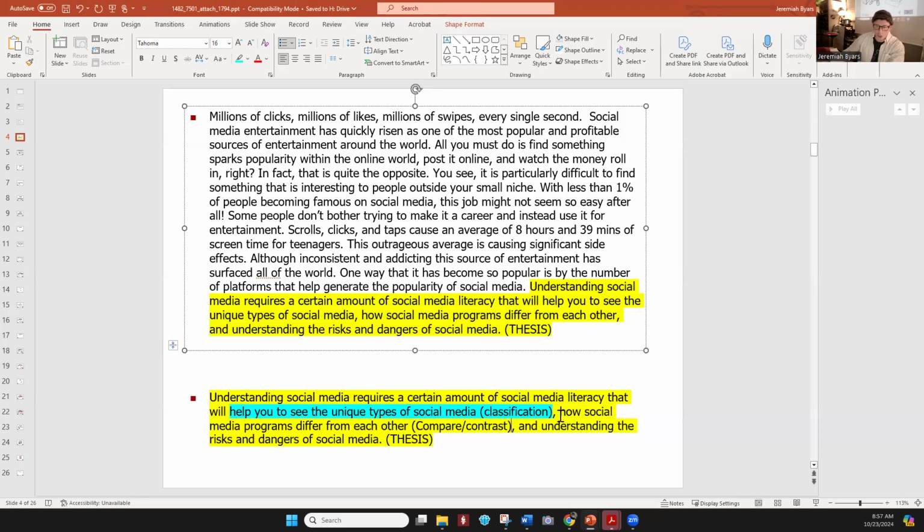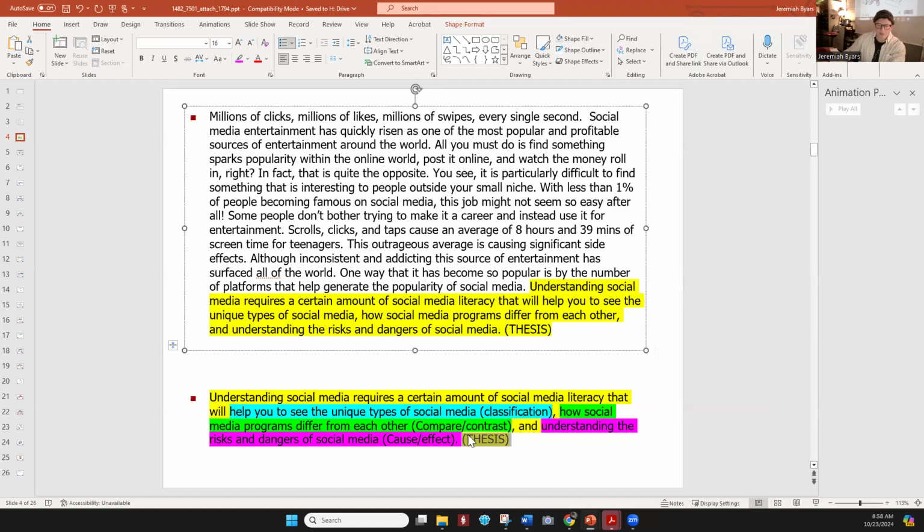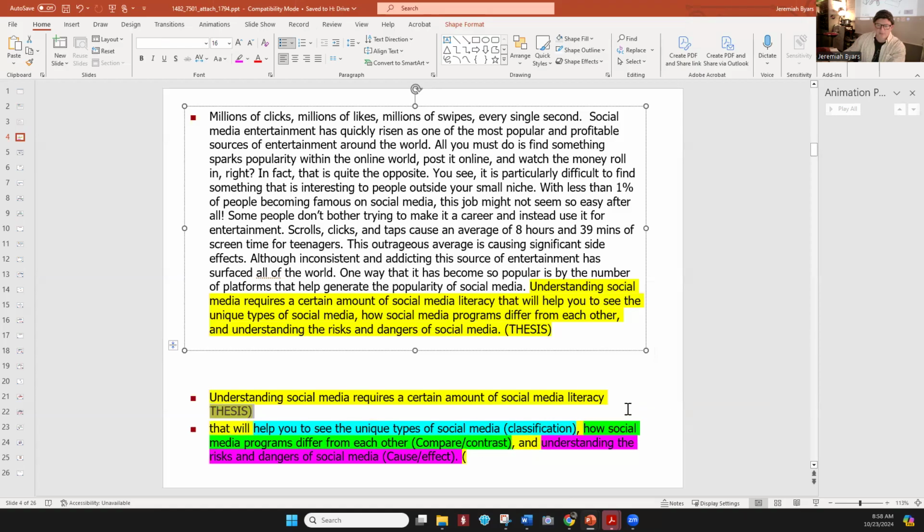Let's get a different color. Still a little bit of green. Want to do some green? Okay, let's do some green here. And understanding the risks and dangers of social media. Okay. This is cause and effect. We're going to do this. Pink. Or fuchsia. Well, that's hard to see. Maybe gray. No, gray's lame. Okay. So actually, I'm going to move this to here. There we go.